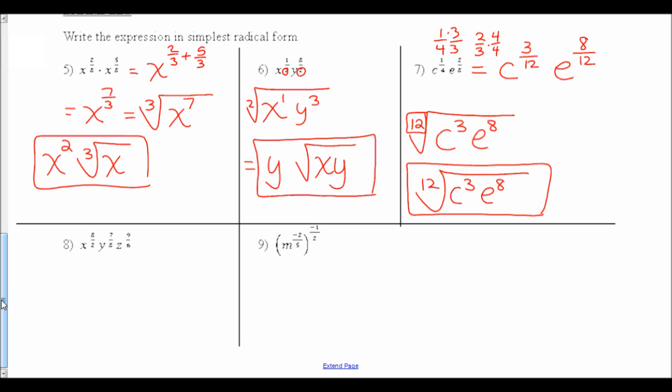Pause the video while you try to do number 8 and number 9. In number 8, you're going to have to get a least common denominator to put them all under a radical and simplify when you're done. In number 9, you're going to have to use your rules of a power to a power first to simplify the exponent and then write it as a radical and simplify your answer.